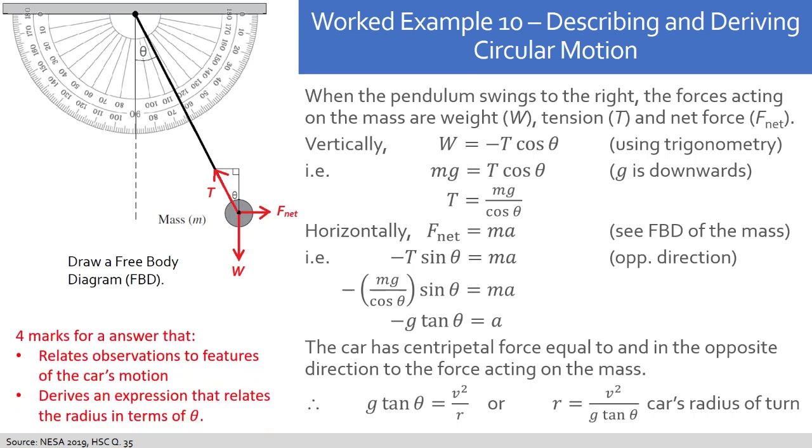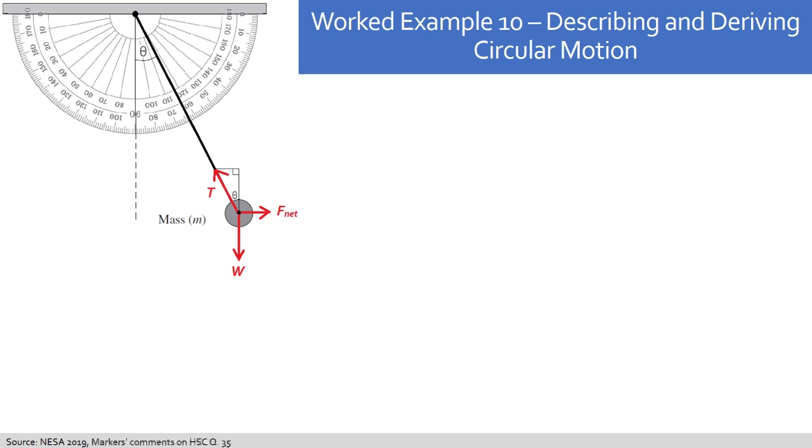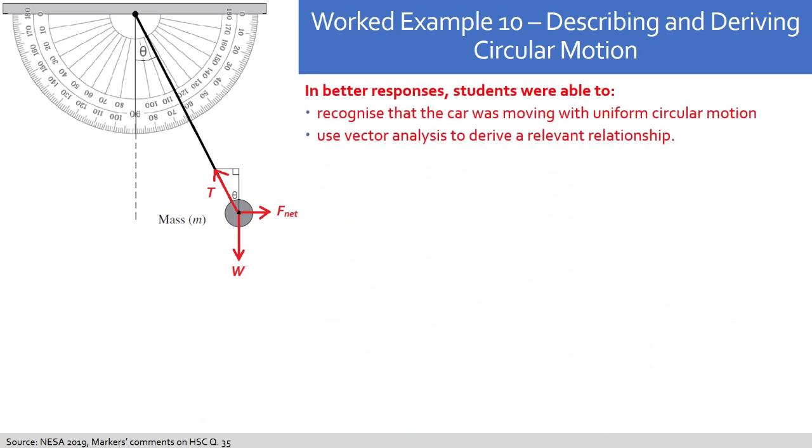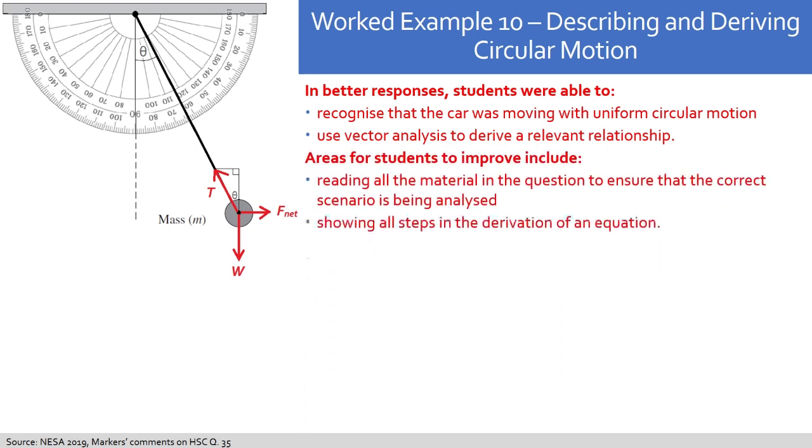Now that's a hard question, but 4 marks for an answer that relates observations to features of the car's motion and derives an expression that relates the radius in terms of theta. Well, here's some comments from the markers. In better responses, students were able to recognise that the car was moving with uniform circular motion and to use vector analysis to derive a relevant relationship. Areas for students to improve include reading all the material in the question to ensure that the correct scenario is being analysed and showing all the steps in the derivation of an equation.